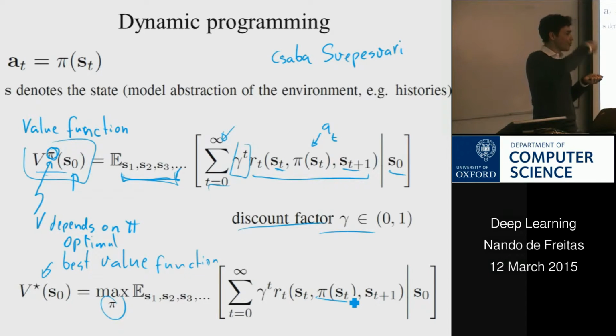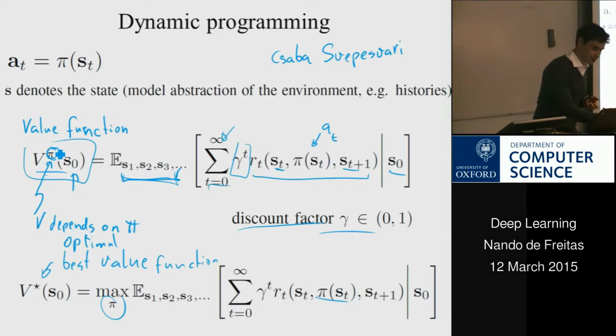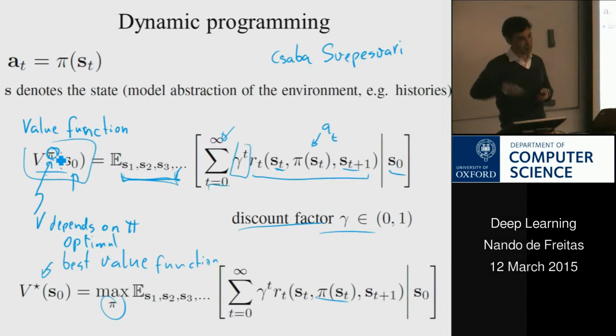If I know where to be to get the most money, then I will make sure that I just go there. The trick here is learning what's a good value function. And that value function depends on pi, so I need to learn the best possible pi.